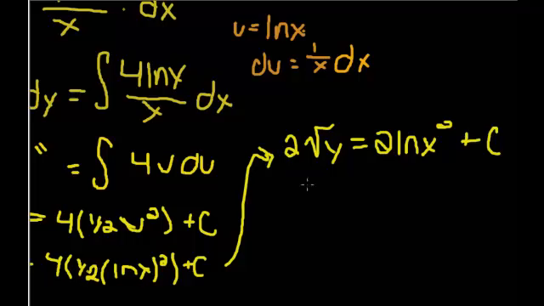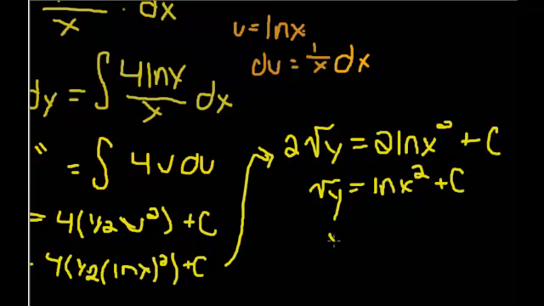So now we just simplify the equation. So you divide both sides by 2. So then you get square root of y is equal to ln of x squared. Sorry, squared. There, that's better too. Plus c.